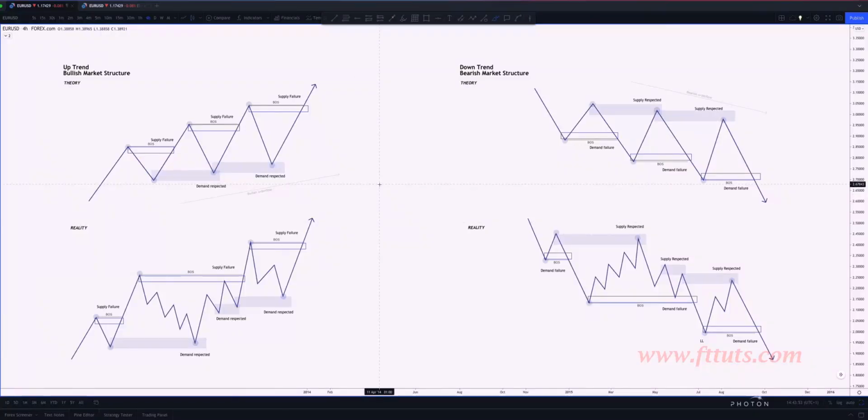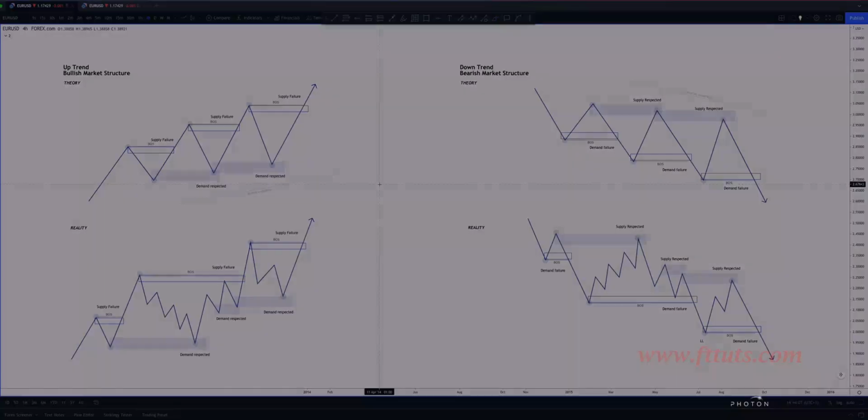So that's just a very, very basic market structure that we've looked at. Hopefully you guys should be very comfortable with that from a pure market structure point of view. And now we are overlaying demand and supply into that. So let's take a look at one more example and then we'll hop on the charts.